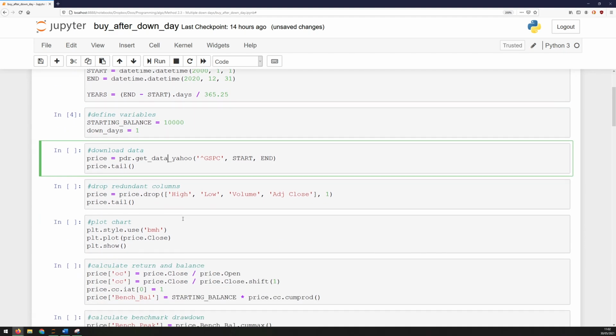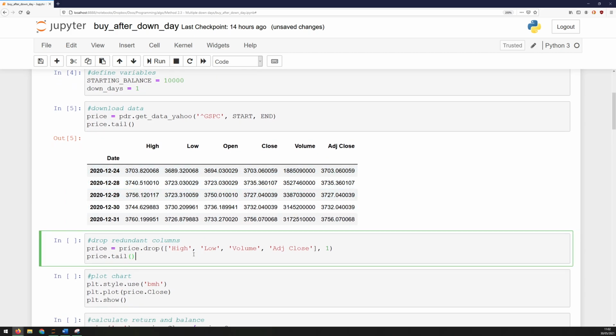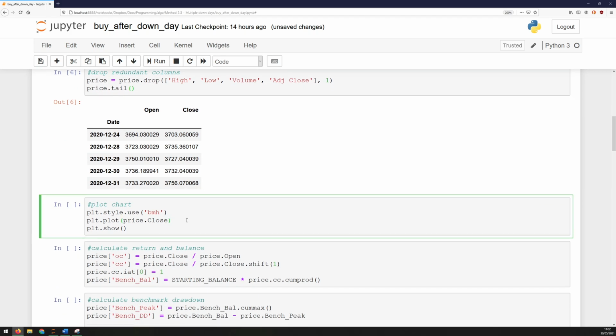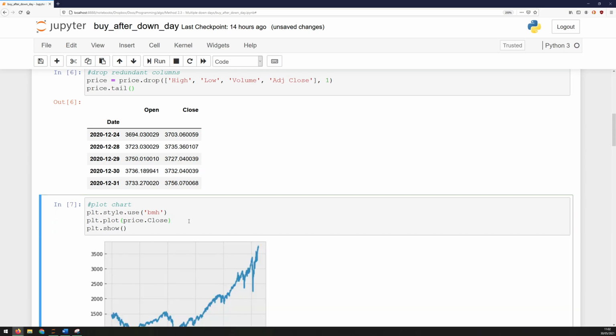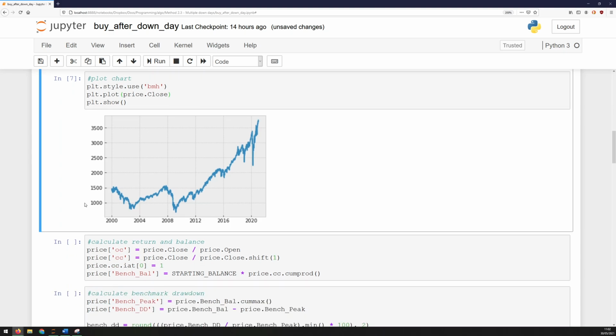Then I download the data from Yahoo. So for this to start with, I'm just getting the S&P 500 data, so I can see that it's given me the high, low, open, close, volume and adjusted close. But for this strategy I don't actually need the majority of them, so I will drop them out, and what I'm left with is the open and the close. So now I just want to output that onto the screen and just make sure that the chart is what it should be looking like. And I recognize that as the S&P 500 chart, so I can see that the data is downloaded correctly.